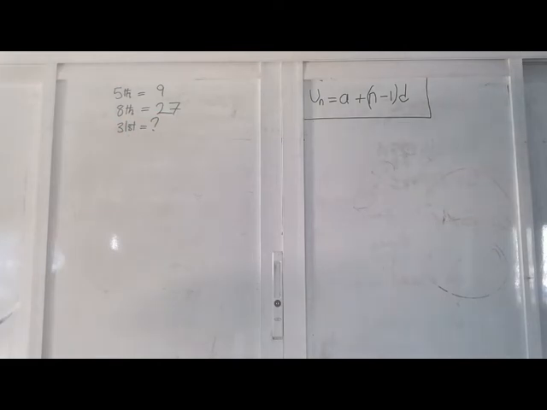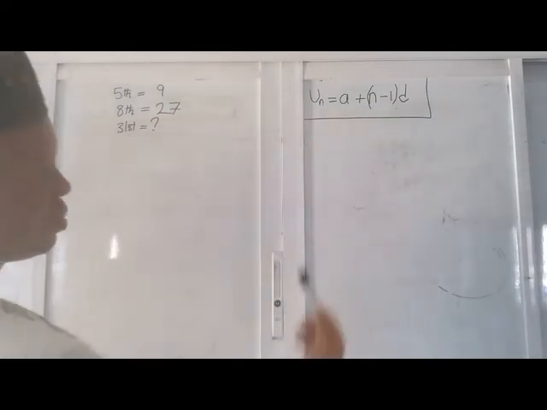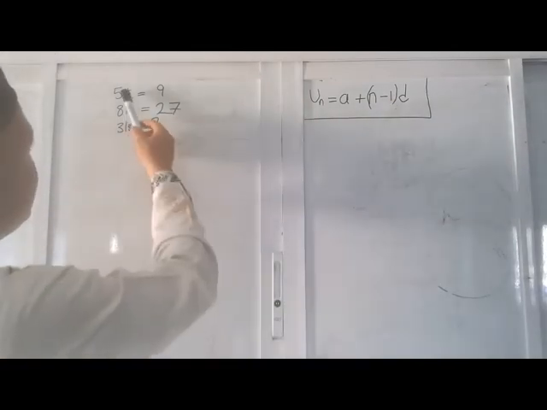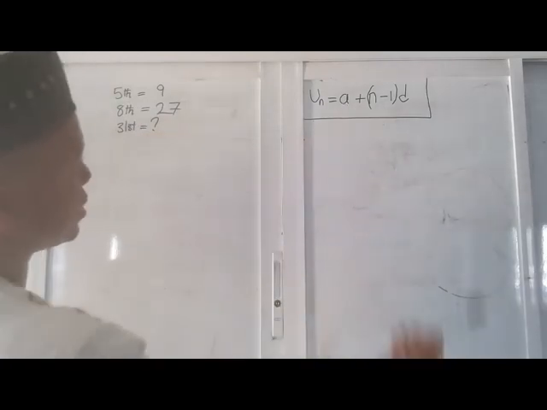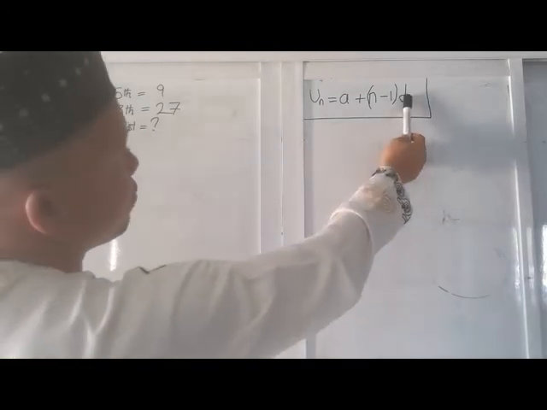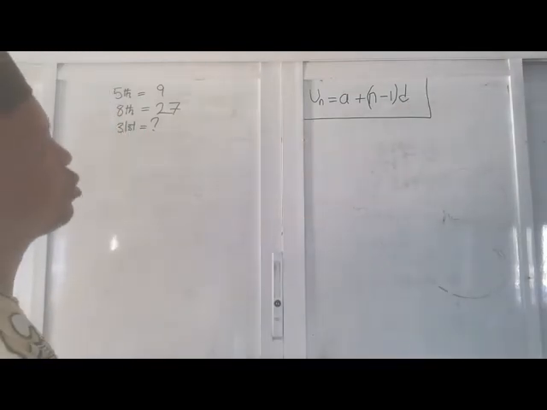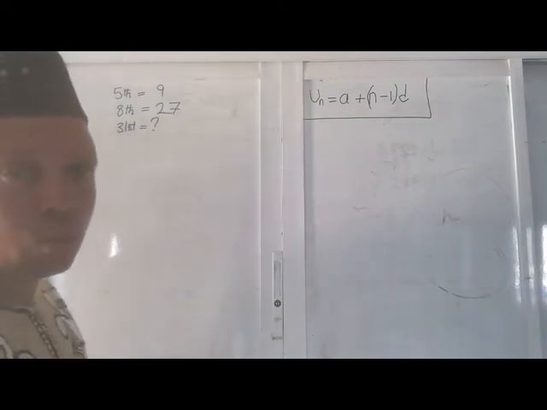There are a few challenges in this problem. If you compare what has been given to us with the equation, you will notice that there are two important things we don't have. This 5th and 8th term do not tell us what A, the first term, is. It did not also tell us what the common difference D is. So it's a big challenge, but we can solve it using the substitution method of simultaneous equation.